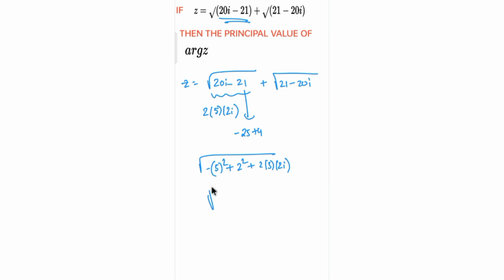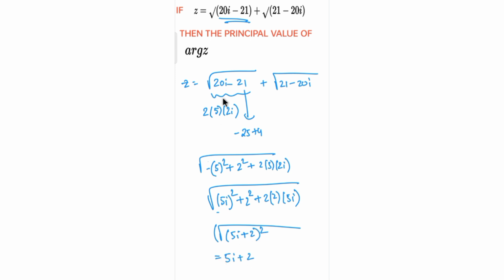So I can even write this as minus 5 square, I can write as 5i square, plus 2 square plus 2 into 5i. Because I have written 5i here, I am just bringing this i to 5. So 5i whole square plus 2 square plus 2 into 5i is nothing but 20i minus 21. So this comes out to be root over 5i plus 2 whole square, so it is 5i plus 2. So root over 20i minus 21, I can write as plus or minus 5i plus 2, and this is the first bracket.